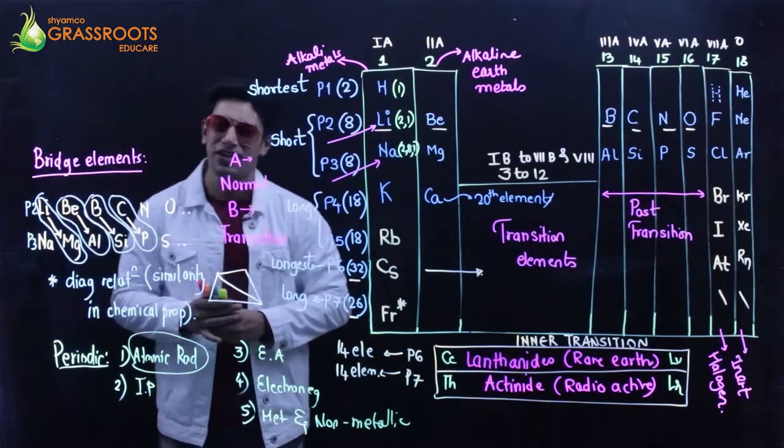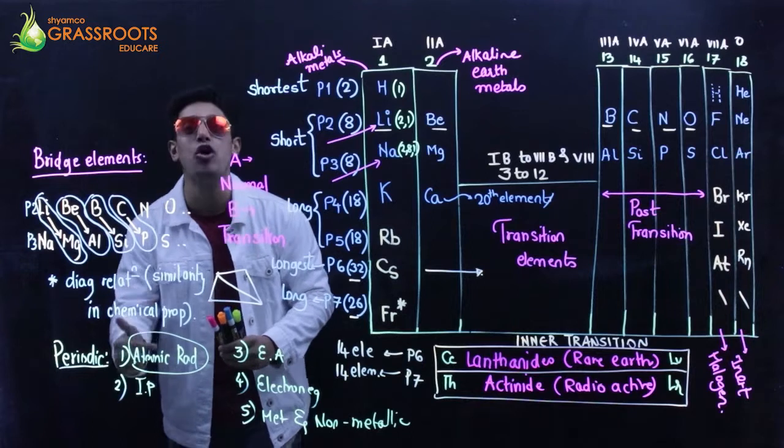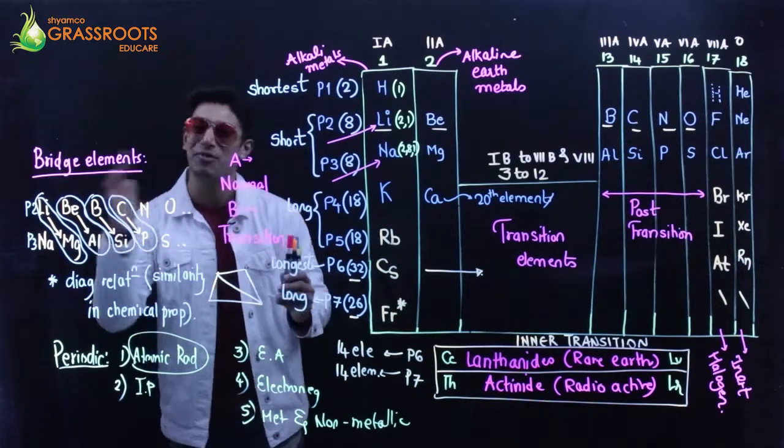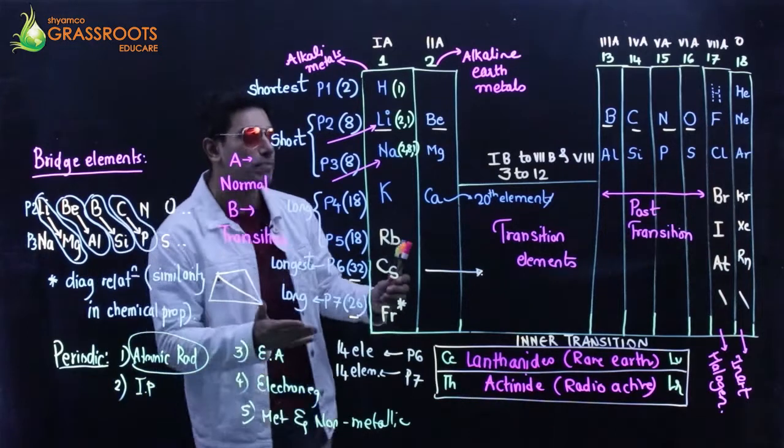So till now what we have done is the main chapter starts from here. The periodic properties. This was all just a briefing of 9th standard, a quick review of 9th I've done with you. You should know the basics, right?